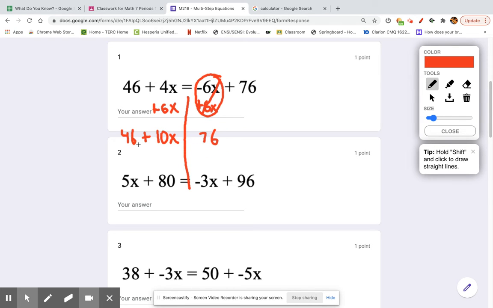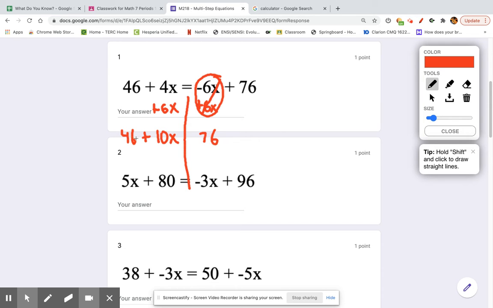All right, now with this, we need to get all of the other numbers off of the side with x, now that we've gotten all the x's on the same side. Remember, we have to undo the order of operations, and this 10 is more closely connected to the x. It's being multiplied by the x. So we're going to start by getting rid of this 46 because we're doing the order of operations backwards. So we're going to actually start with addition and subtraction.